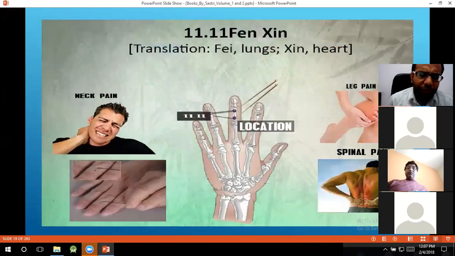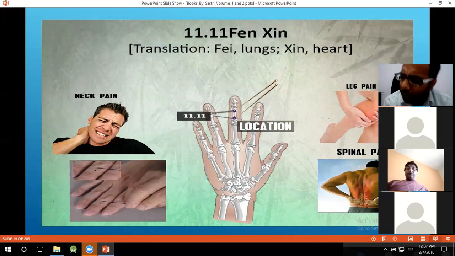This is 11.11. So whenever there is neck pain, especially cervical radiculopathy, nerve impingement, and sometimes because of the cold, and sometimes because of night sleep, you have this pain. Yes, it gives you good results. There is no doubt about it. So whenever there is neck pain, it gives results.